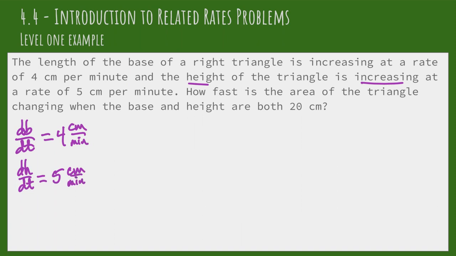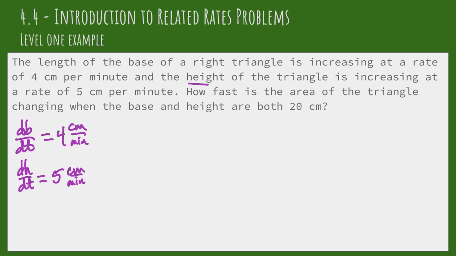Now, I want to point out here that both of these quantities are increasing, which is why the derivatives are positive. If the problem had one of these decreasing, let's say that the height was decreasing, then we would end up with a negative 5 instead of a positive 5. That's not the case here, but we want to be careful that when things are getting bigger, derivatives are positive. When things are getting smaller, derivatives are negative.